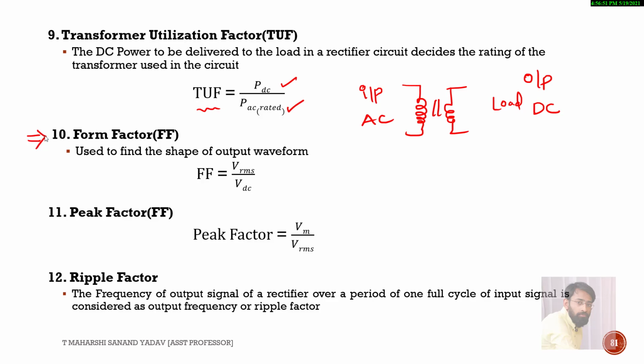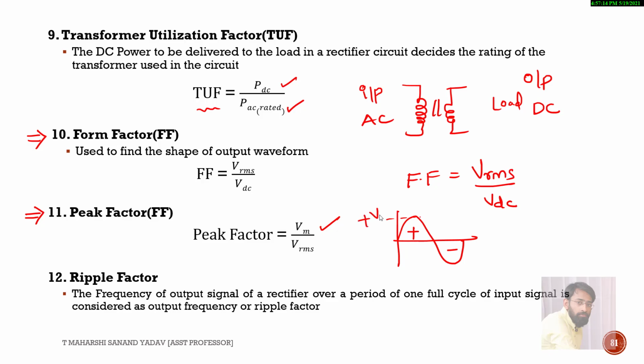Coming to the next parameter, which is called form factor. Just now we have seen that form factor tells us about the shape of the output waveform, which is Vrms by Vdc. Next parameter, peak factor. Peak factor is Vm by Vrms. What is this Vm? Suppose I take this sinusoidal waveform, which contains positive and negative half cycles. This is called plus Vm and this is called minus Vm. Vm stands for maximum voltage, divided by Vrms, which is the root mean square value.